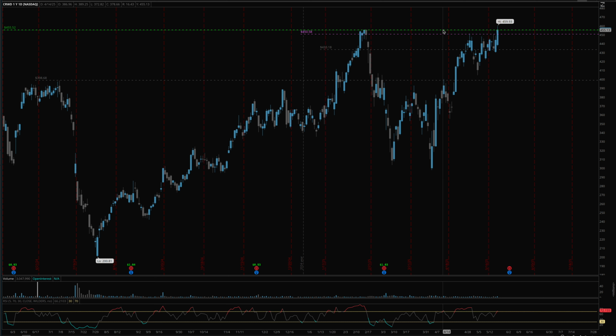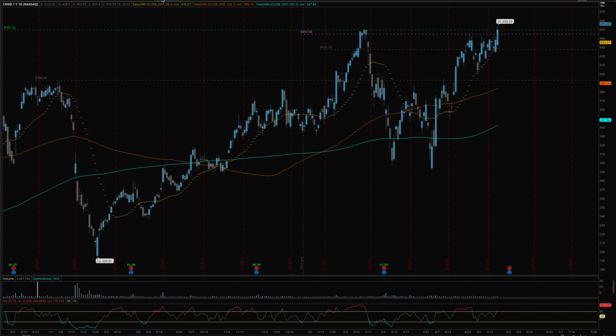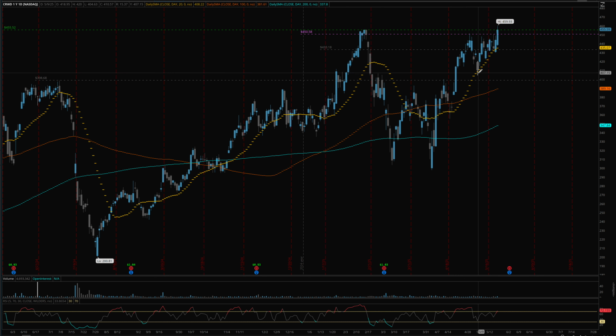So I have drawn two lines here. One is 455, which is an all-time high, and then also 450, which is another pivot level right below 455. Now if I turn on the SMAs on this chart, you can see over the past several days this 20 SMA, which is this yellow line, has been acting as a support, and it has been consolidating pretty tight right below this 450 mark and right on top of this 20 SMA line.